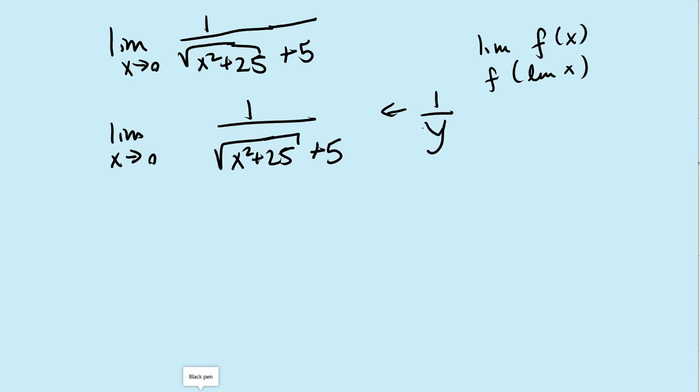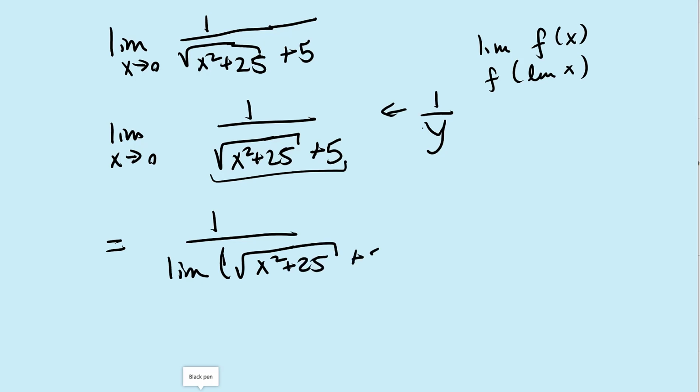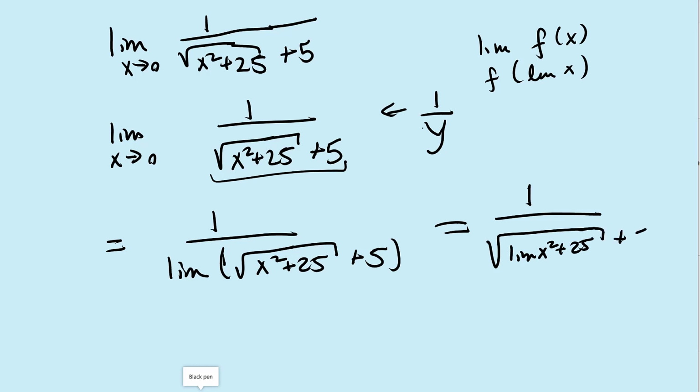Now our first function is going to just be 1 over y. We'll call this y, so y is the square root plus 5. So our first function is 1 over y. So this equals 1 over the limit of square root x squared plus 25 plus 5. We're going to take this same rule and apply it again, and we'll say that we're looking at 1 over the square root of the limit of x squared plus 25, plus 5, and this limit when x goes to 0.